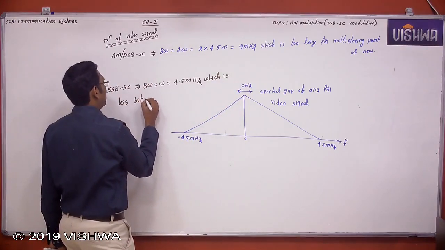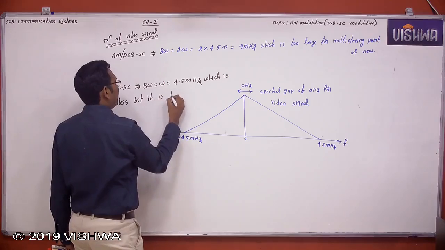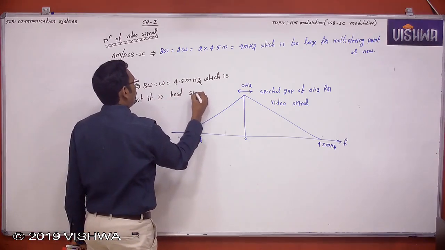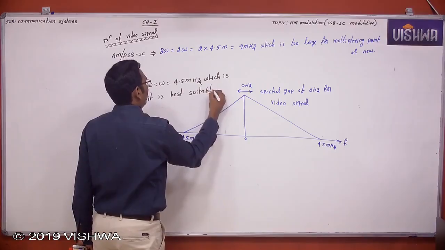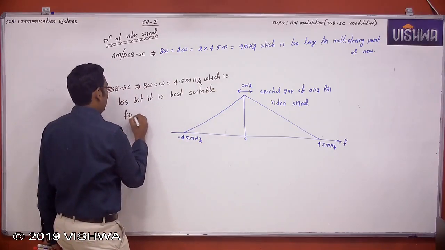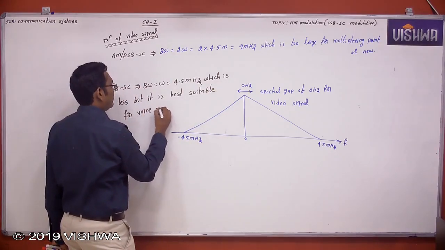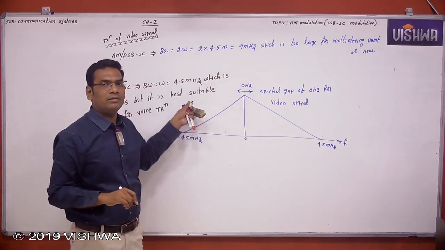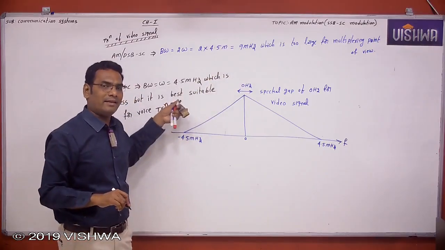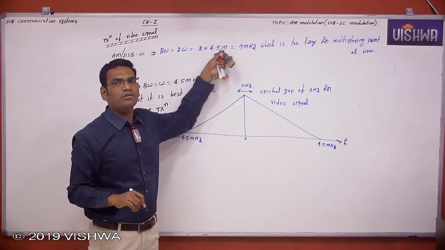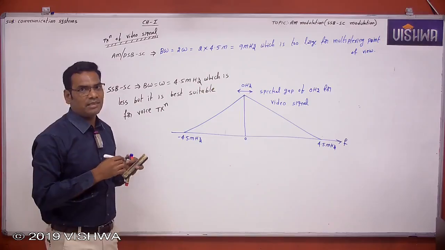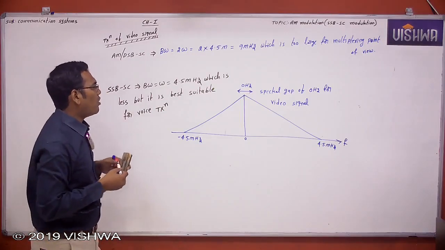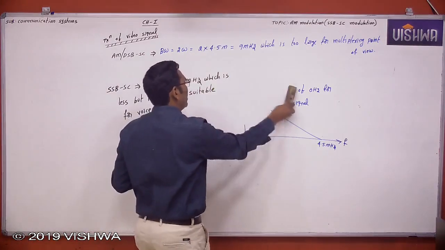but it is best suited for voice transmission. So this is too much and this is good. This is very high, this is less, but this is not at all useful, but this is used by some other person. Okay. So now you have a compromise. So we have to compromise.